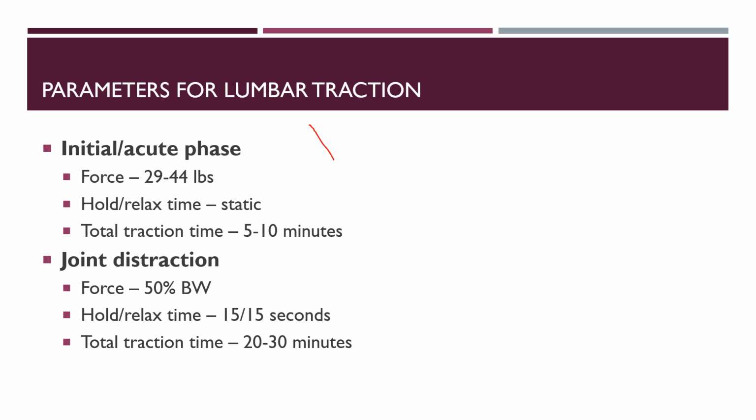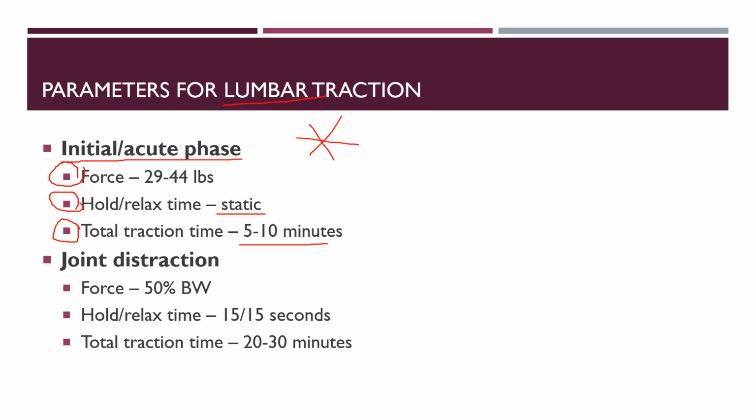Okay, let's get into the parameters. You're going to need to star this slide and all the other ones that have the parameters. This one's specific for lumbar traction. When we have the initial phase or that subacute injury, there's a force limit here. You can see our force we're going to set anywhere between 29 and 44 pounds. Our hold and relax time is going to be static, and our total traction time is 5 to 10 minutes.